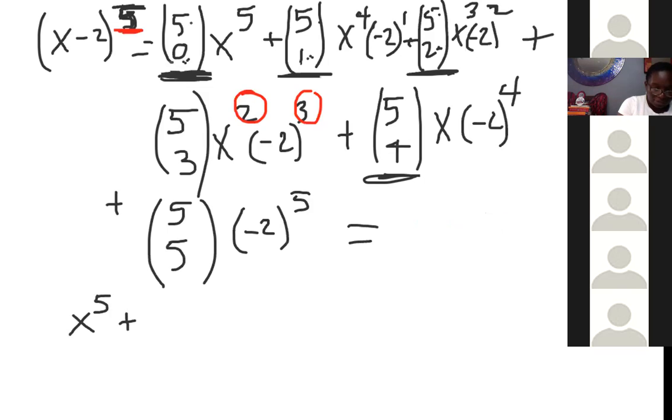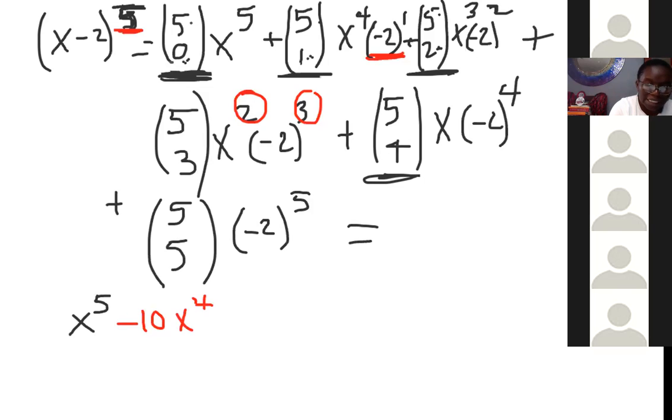Oops, I put a plus there. Now, -10. You know what? Let me use a different color. Why is it -10? I'm multiplying -2 times the coefficient. 5 choose 1 is 5. -2 times 5, that's -10, and an x to the 4th. Notice it's 5, 4, so the next term is going to be 3.